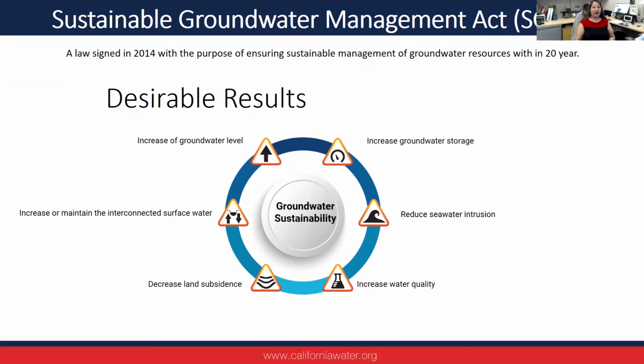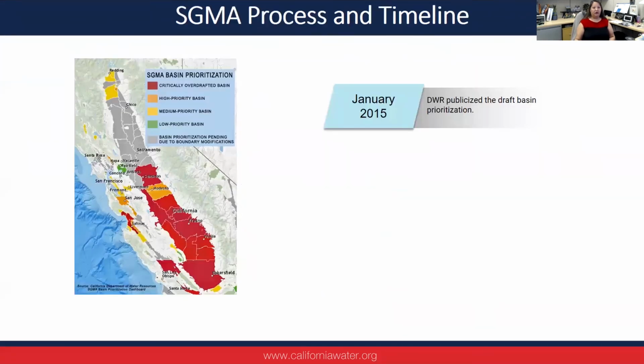And the law, we're going to go over a timeline, but it has 20 years for these areas to become sustainable. So the very first step was in 2015, and it was to develop a map that depicted the critically overdrafted basins.